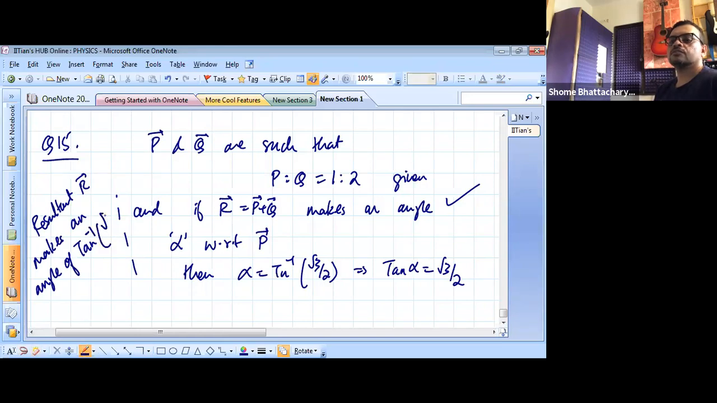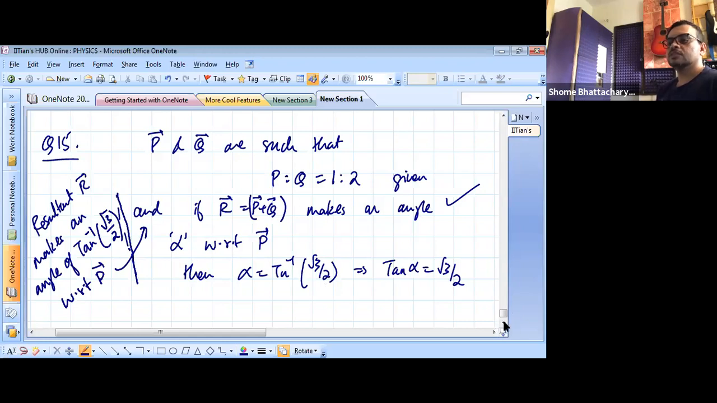Tan inverse of root 3 by 2 with respect to P. So this statement means that if the resultant defined by P plus Q makes some angle alpha with respect to P, then that alpha is equal to how much? It is tan inverse root 3.